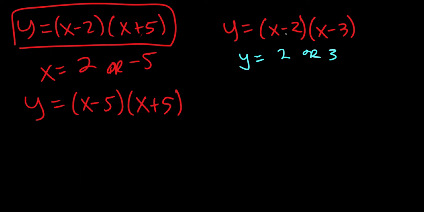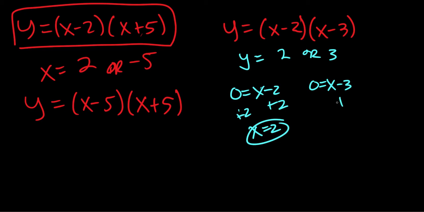Now, I just want to show you that it is solving. So if I take x minus 2 and set that equal to 0, and if I take x minus 3 and set it equal to 0, then I would just add 2, and I end up with x equals 2 right there. And if I add 3, we get x equals 3.